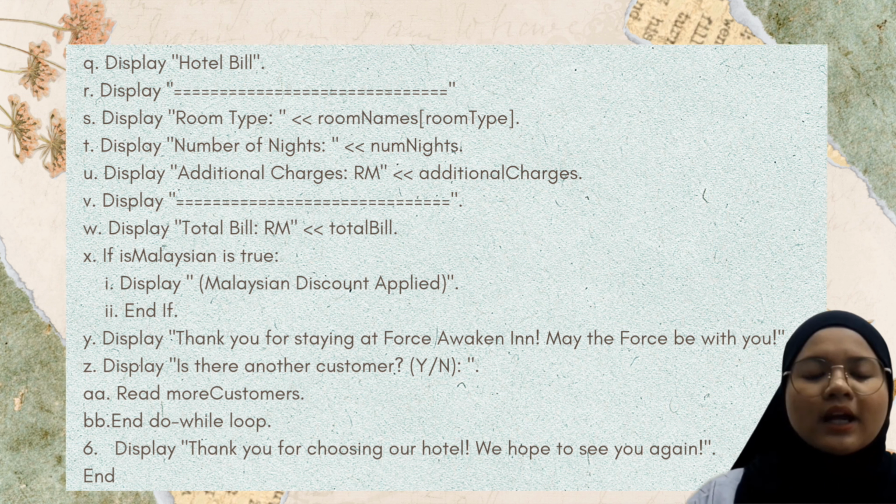First, pseudocode for selection. This code checks if the person is Malaysian. It tells the user if they are Malaysian. If the user says yes or enters yes, it confirms they are Malaysian.